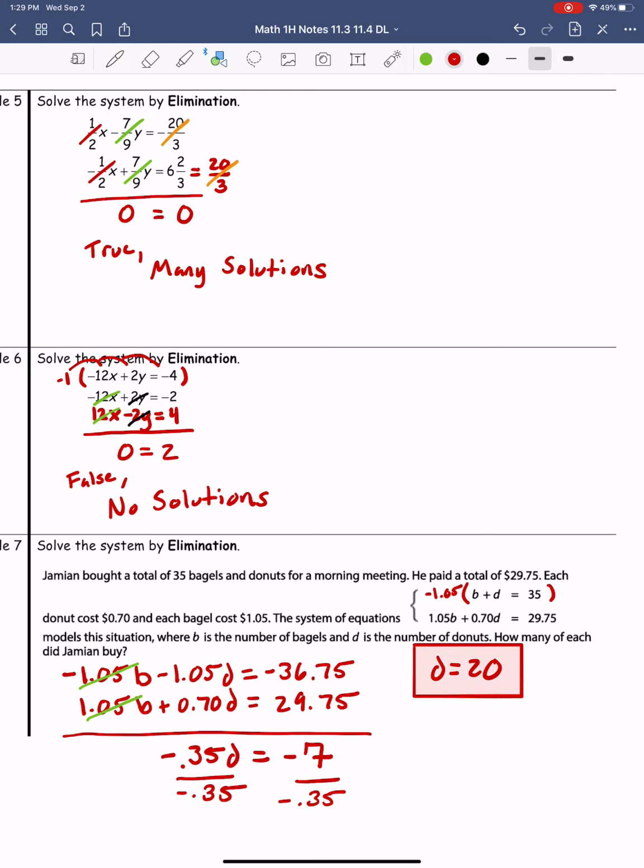Okay, and then we also need to remember, well, they wanted me to find how many bagels as well. So I know that there was a grand total of 35 items purchased here. And if 20 of them were donuts, that means that the remaining would have to be bagels, and that means I'm left with 15 bagels.